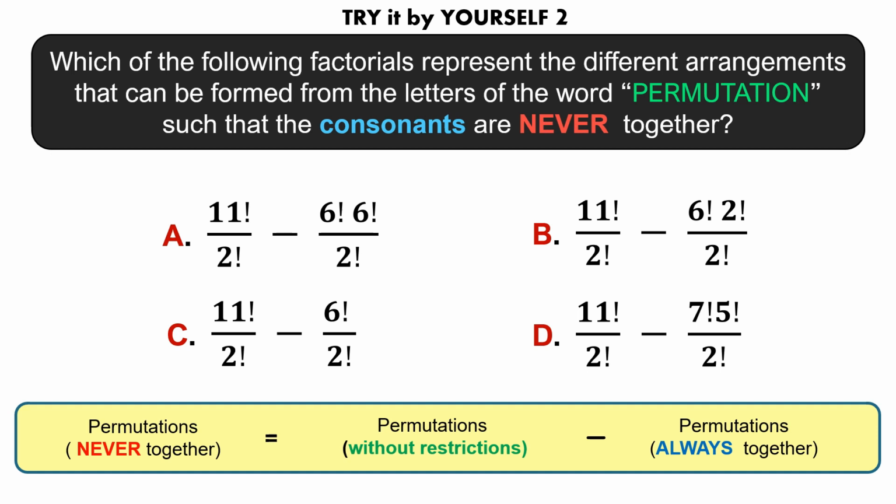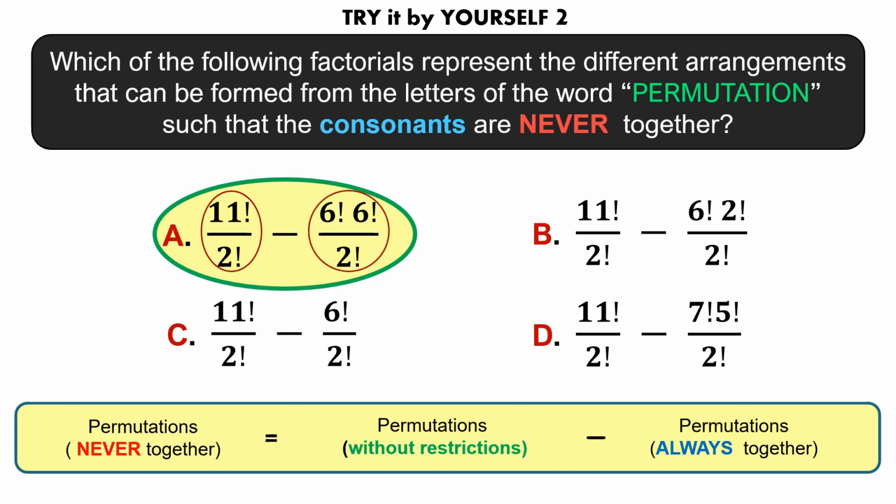And the answer is letter A, and you are correct. This part is the permutation without restriction. The word permutation contains 11 letters of which 2 letters are alike, and that is why we divide it by 2 factorial. For the permutation always together, we have 6 factorial for the 5 vowels and 6 consonants that come together. Then we multiplied it by 6 factorial divided by 2 factorial, the grouped consonants with 2 letters that are alike.